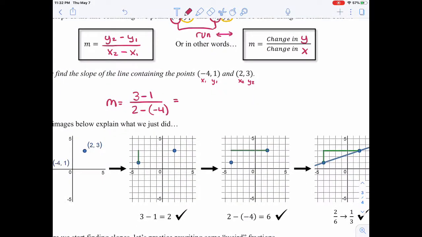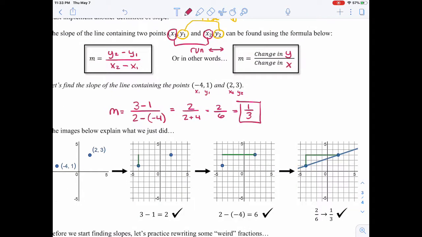So 3 minus 1 is easy. That we right away can see is 2. And 2 minus a negative 4. Remember, 2 minuses make a plus sign. So if I simplify that a little bit more, I get 2 over 6. And remember, with your slope, you always want to simplify all the way down. So we can see that 2 and 6 are both even, so 2 goes into both of those. And that simplifies down to 1/3. Okay, so if we have a line containing these 2 points up here and wanted to find the slope, 1/3 would be our answer.